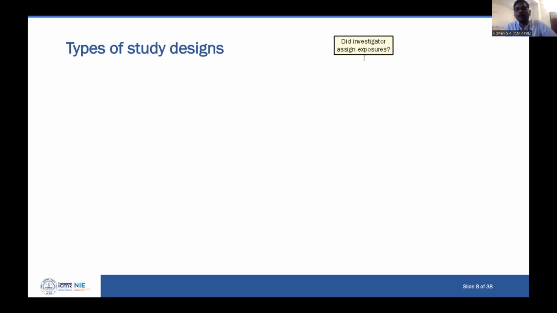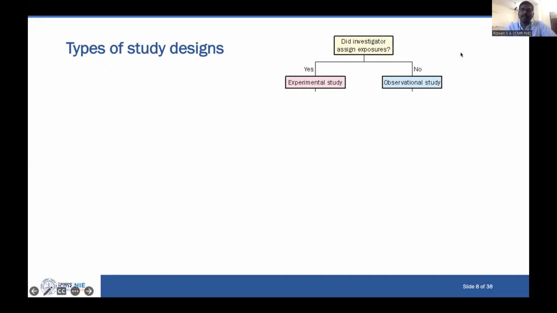So it helps to go through a flow chart. The different study designs that we have discussed so far, it will help you understand where they stand in the overall scheme of study design. So the first question we ask is, did the investigator assign exposure? If the answer is yes, then it means you are intervening. Therefore, it is an experimental study. If the answer is no, then you are simply observing, and therefore it is an observational study.